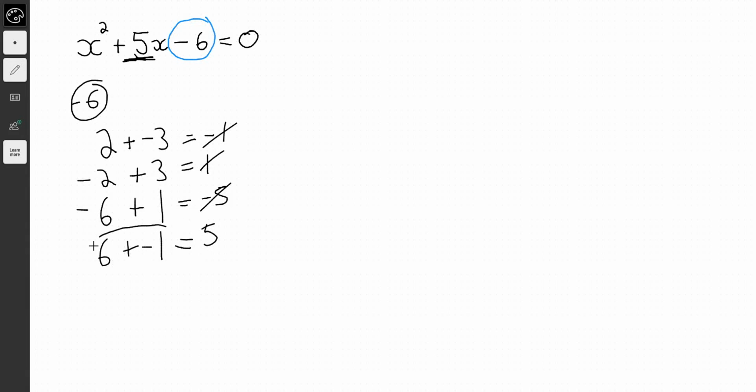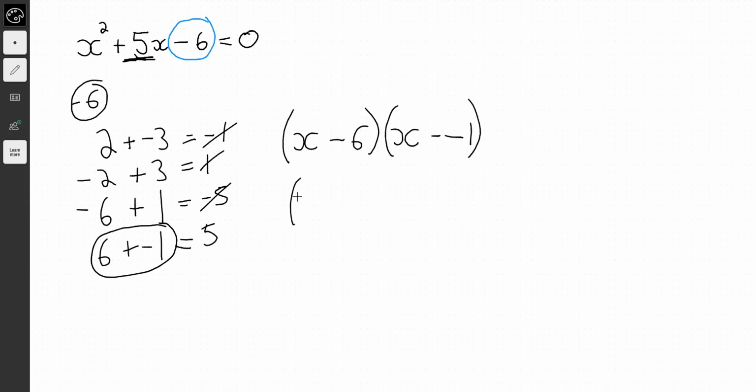So we've identified our pair of numbers, and now all we need to do is go straight to our form of x minus, and our first number is 6. And in our next pair of brackets, x minus minus 1, which goes to x minus 6 and x plus 1. And that is our final factorised form for that expression.